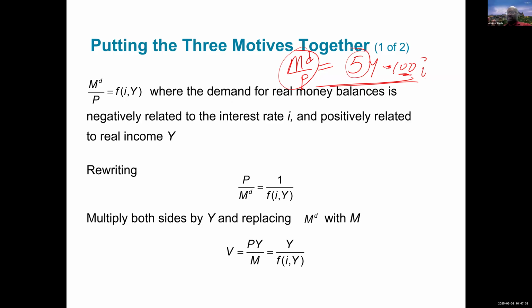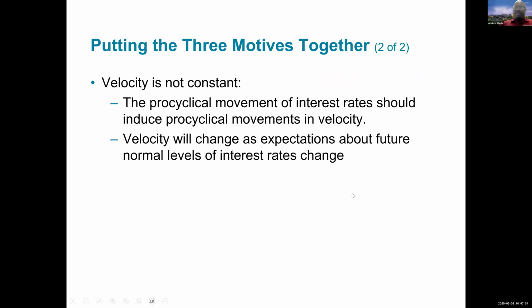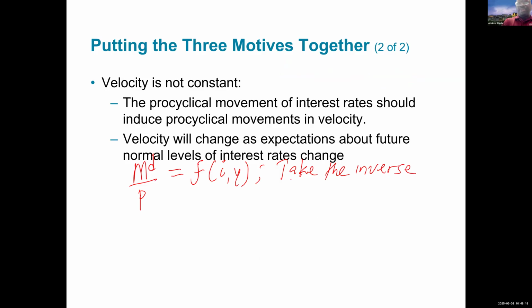Okay, so remember in the classical model we talked about yesterday, velocity was constant. Velocity is no longer going to be constant in this Keynesian model. And I want to show you why velocity is not constant. If you have MD over P as a function of i and y, I can do some algebra here. Let's take the inverse of both sides of the equation. What you do on the left, you must do on the right.